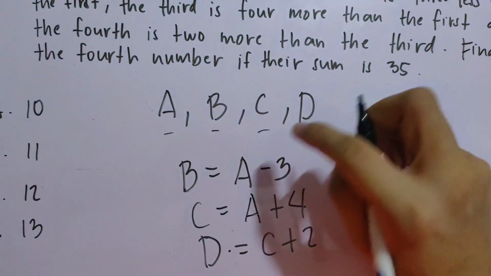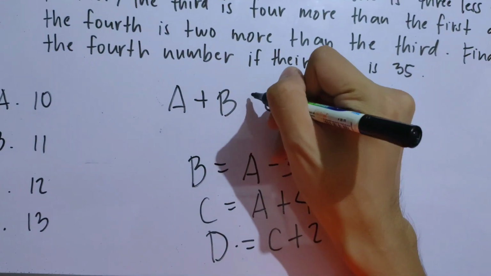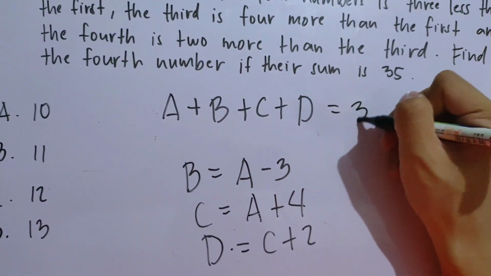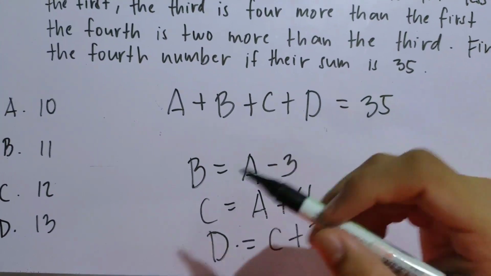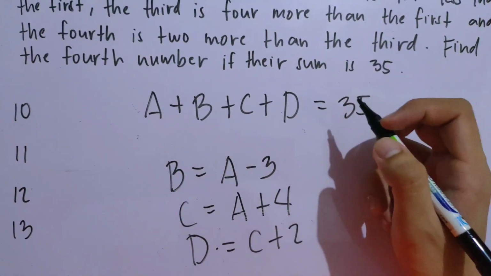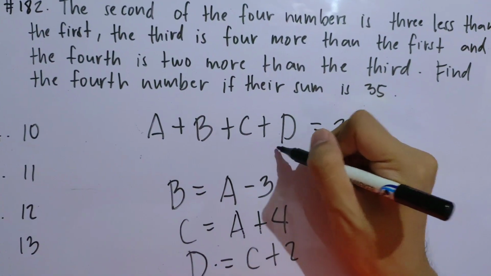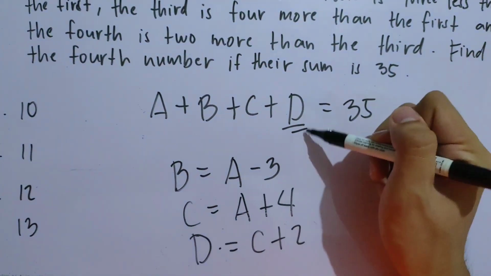So, ibig sabihin, kapag pinag-add mo daw yung apat na yun, ang sum nila is 35. So, 4 equations with 4 unknowns, kayang-kaya natin isolve lahat ng variables na to. So, isa-isahin natin. Ang hinahanap natin is yung fourth number, which is letter D.